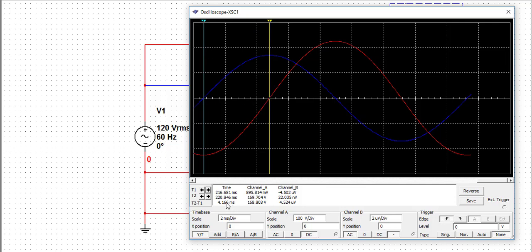And I've used the time markers in order to indicate the time delay between the two. Now notice that's 4.166 milliseconds, and if you use that to determine the angular delay, it would be 4.166 divided by 16.67, which is our period in milliseconds for a 60 hertz wave. Then you multiply that by 360 degrees, and you get 89.9 degrees. So a 90 degree phase shift for that current.